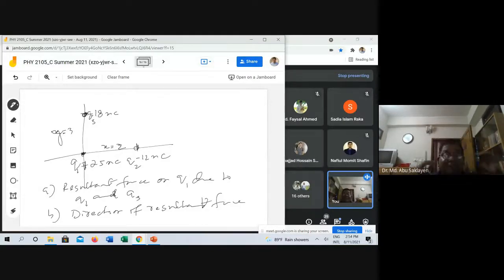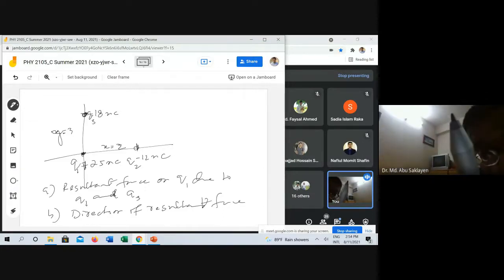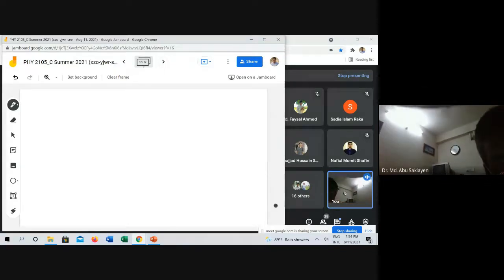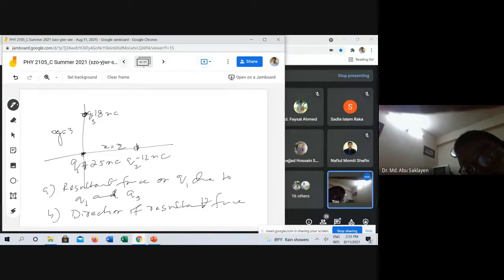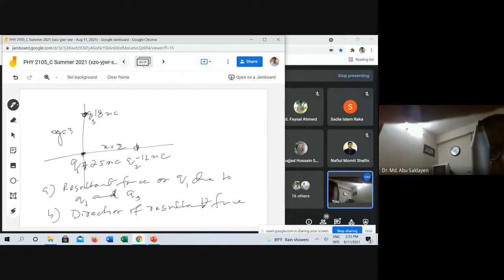So here only the direction will change because we remain the same charges and distances. So just tell me what will be the direction of F1, and we got F1 equal to 7.5 into 10 to the power minus 7 Newton as before, because we did not change the charge and distance. We just change the position of the charges Q2 and Q3.